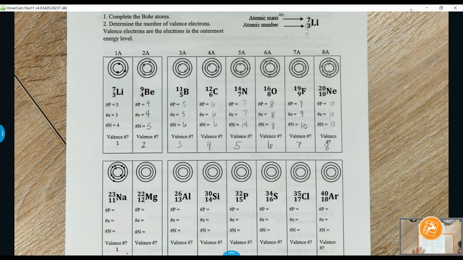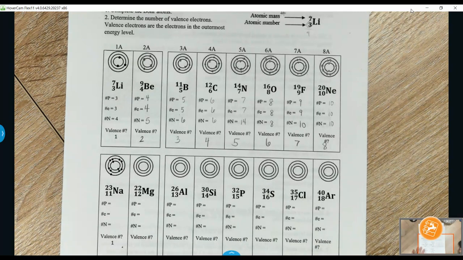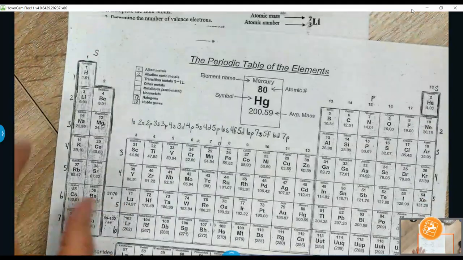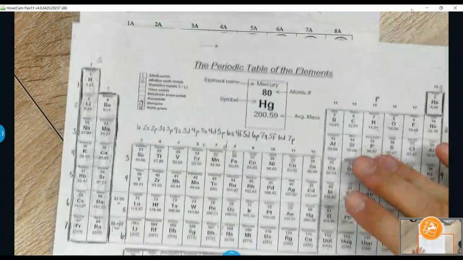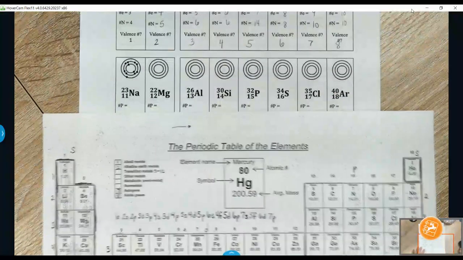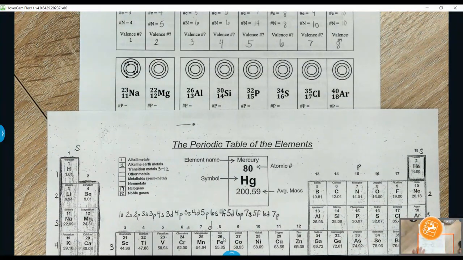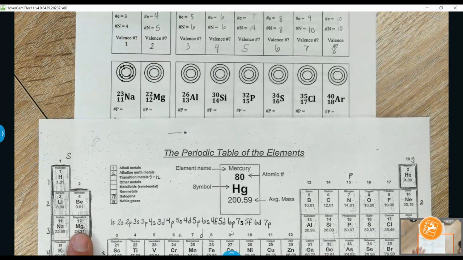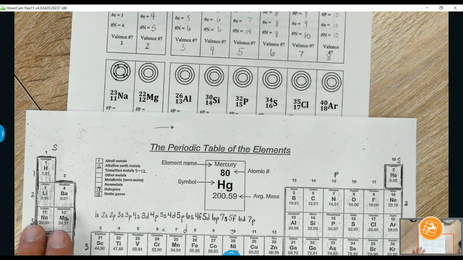Okay, in what rows are there? I'm sorry, we're matching groups. So what group is sodium in? Very good. Sodium is in group 1. What group is magnesium, Mg, in? Group 2. All right, so we went from 1 to 2.